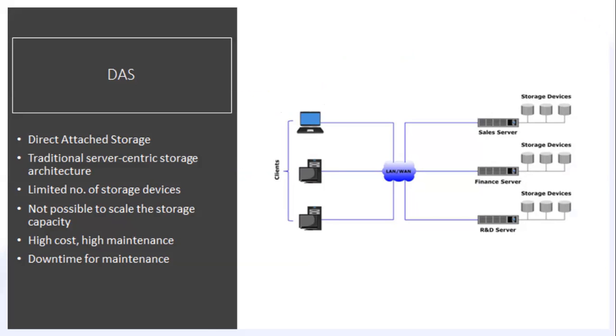A very simple architecture on your screen. It's nothing but your storage directly connected to the server, and that's why it is directly attached storage. So if you see the storage devices, one or many, that are directly connected to the server, and then those servers provide services to the external world through a LAN or a WAN to clients. Now, what are the limitations?